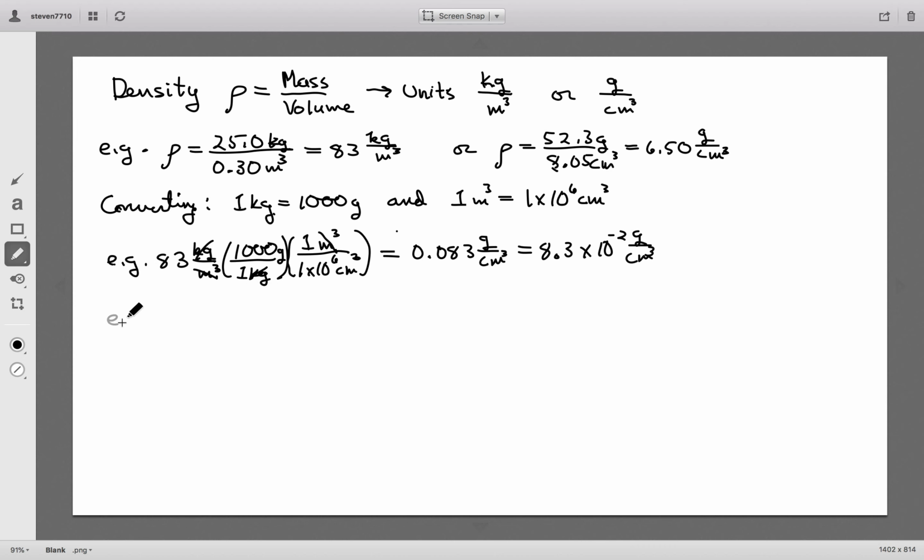The other way around, we can do our example here. We have 6.50 grams per cubic centimeter. Our conversion factor, in this case, to go from grams to kilograms, well, grams in the numerator, I need grams in the denominator. So 1,000 grams. And then we have our 1 kilogram. And then we want to convert centimeter cube to meter cube. Centimeter cube is in the denominator, so I want it to cancel out here. 1 times 10 to the 6th centimeter cube, right? All coming from this conversion factor, divided by 1 meter cube.